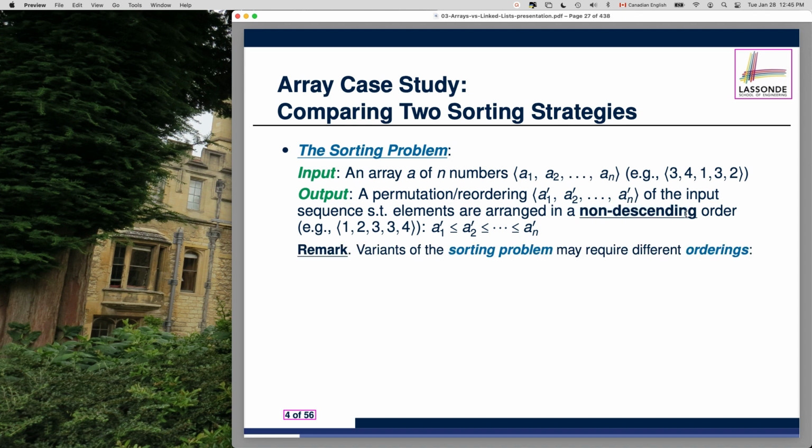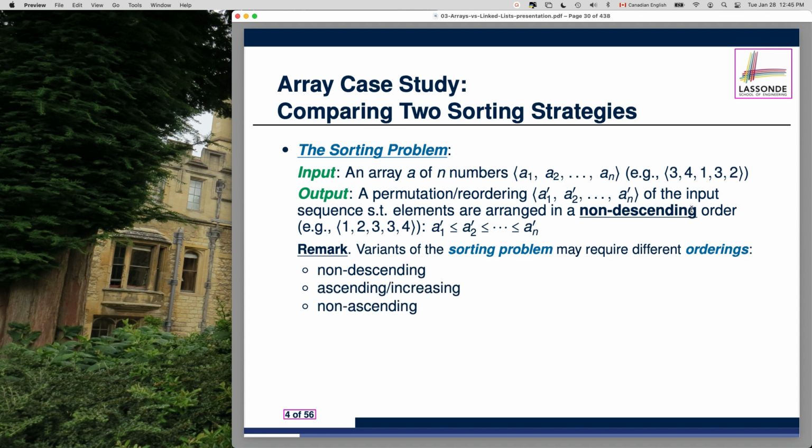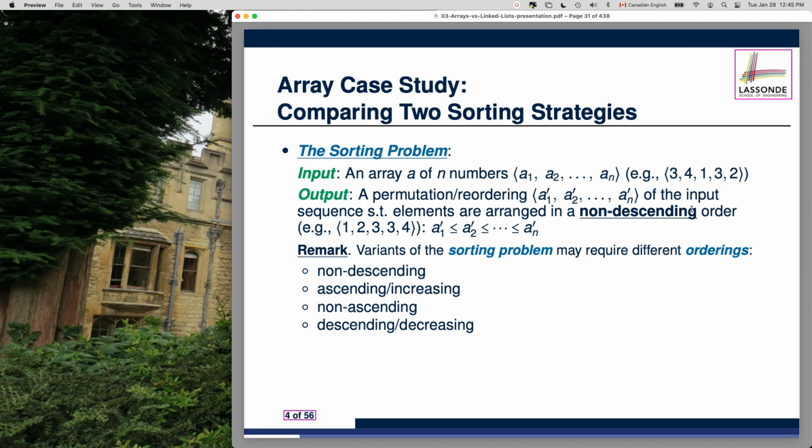Whenever you're talking about sorting, they don't necessarily always say it's going to be non-descending. They might say it in different ways. They might say non-descending, yes. They might say ascending, increasing. They might say non-ascending. They might say descending and decreasing. Things like that, right? Given each one of these, your implementation may have to be adjusted accordingly.